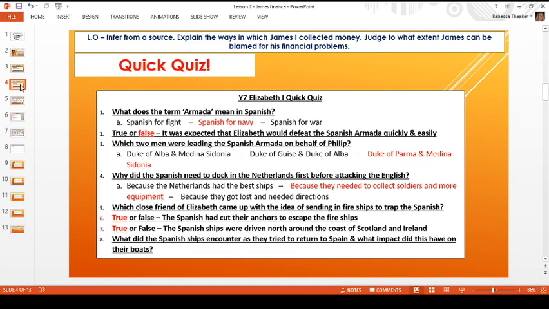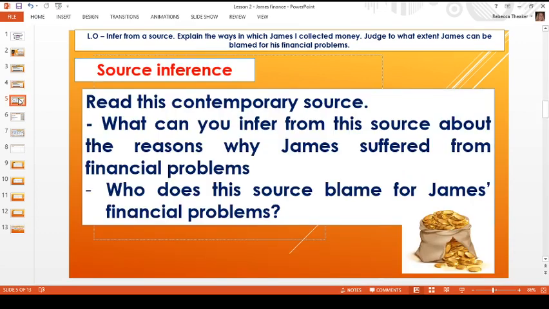And what impact did this have on their boats? Their boats were completely destroyed because they had cut their anchors, so they weren't able to secure their boat to the seabed, which meant that their boats couldn't survive within the storm. A lot of them sunk, a lot of men died, and the ships that did manage to return back to Spain were so heavily damaged that a lot of them were beyond repair, so it had a massive impact.